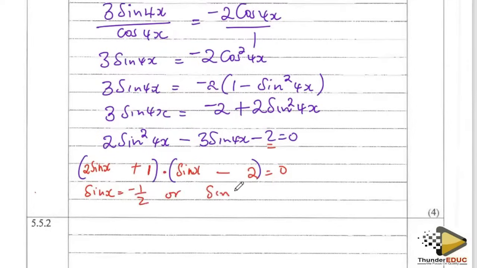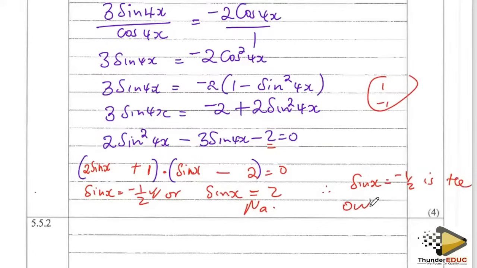Or sine x must give me a 2. But when you're finding solutions, remember the result of sine must always be between 1 and negative 1. It cannot exceed that. So since this is exceeding, we don't have anything like sine x is equal to 2. So this is not applicable, but this will give us the solution. When you draw your conclusion, therefore sine x is equal to negative a half is the only solution. Remember, negative a half is the same as negative 0.5.